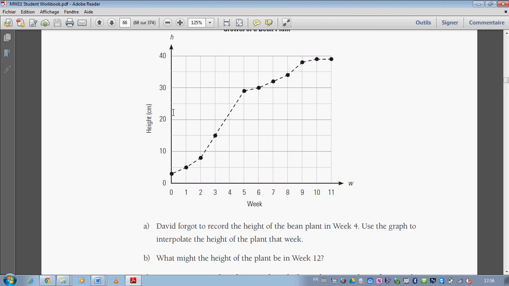Okay, so it looks like it was right about here, and that would be 22 centimeters. Okay, what might the height of the plant be in week 12?